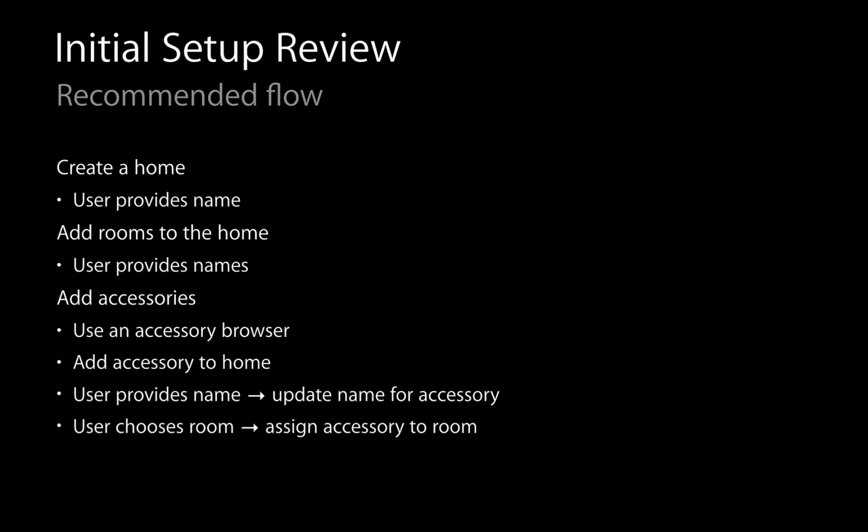And then we add accessories. So we use the accessory browser. We add the accessories to the home. The user provides a name for the accessory. The user chooses which room to put that accessory in for the home. And after that, then the user can actually go and continue using their accessory and can interact with it through your application, through other applications, through Siri.